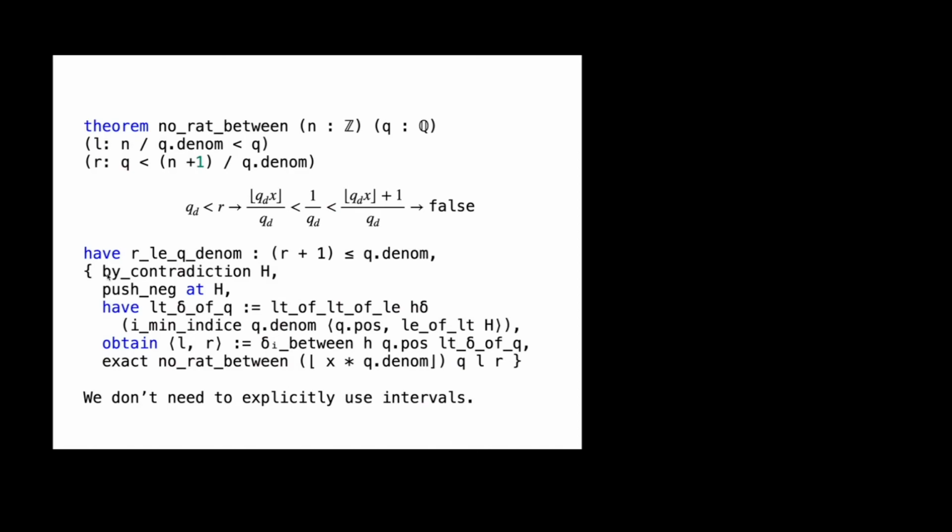We know that there's an index which is exactly equal to the denominator of q in one of the delta i's. Because we chose the minimum, we know that 1 over the denominator of q is bounded on either side by the two bits of the delta. And so using this, we directly apply the proof on the previous slide to reach a contradiction. And in this way, we don't need to explicitly use any intervals, which were in many of the paper proofs I was following. And that's mainly what I wanted to showcase.